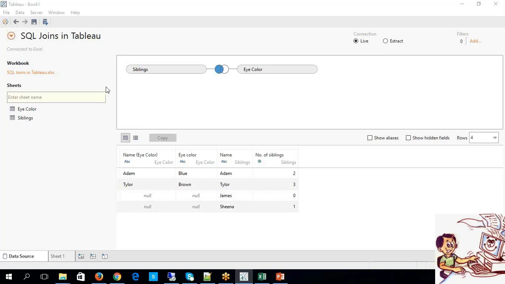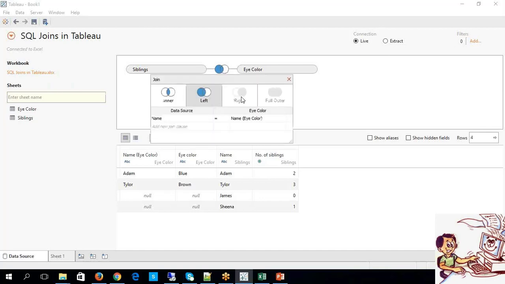But in case you are interacting with an RDBMS database, I'll show you how these functionalities, all the types of right outer join and full outer join, will be enabled by default. You don't need to bother with that.